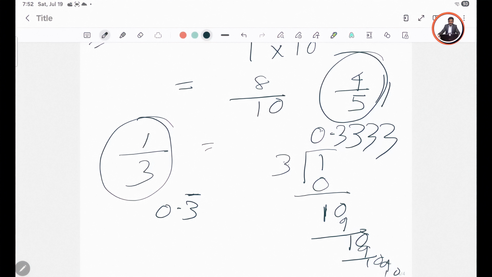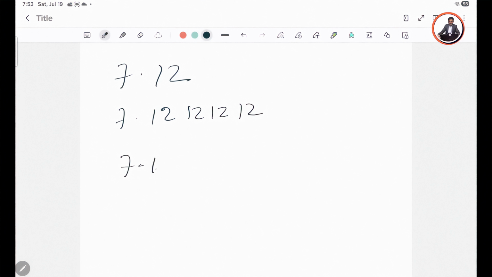And then is this also a rational number? Look at this example, 7.12. 7.12, 12, 12, 12 is never ending, it is repeating. So I can write 12 like this. And so this is a rational number, right?